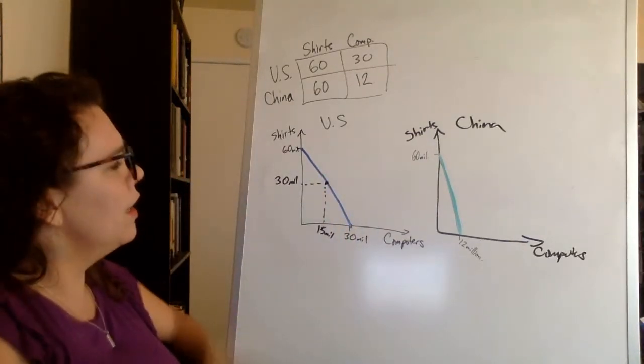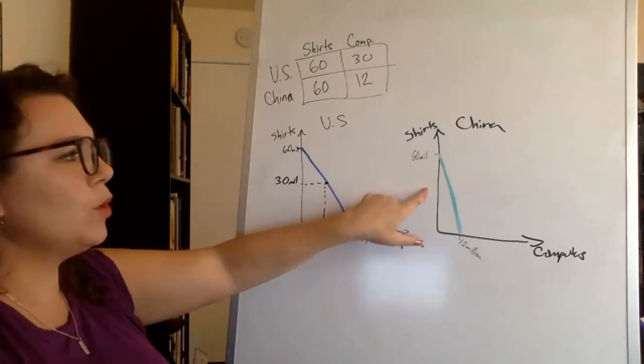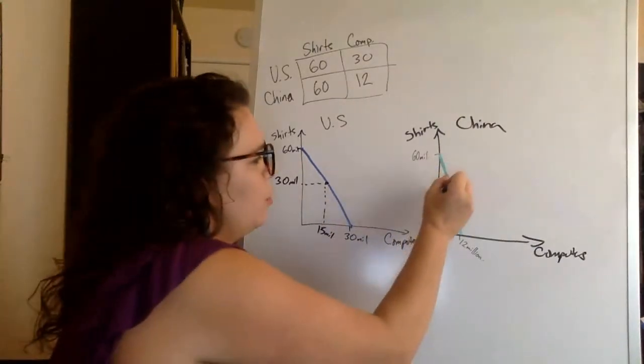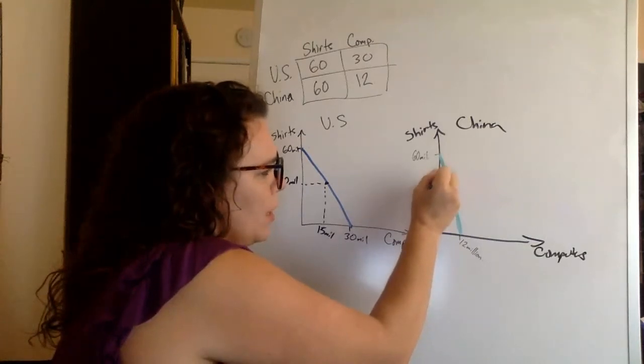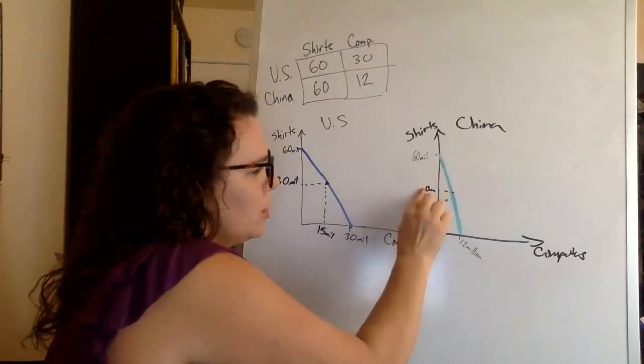In China, those same 500,000 workers, half of the working force, is going to still produce that same 30 million shirts. Oops.